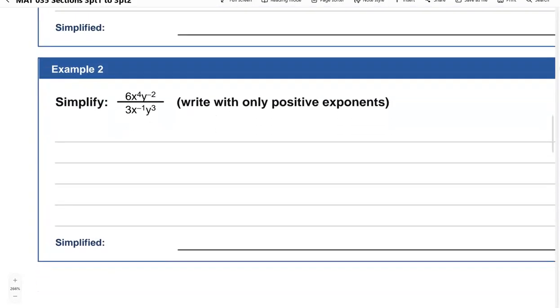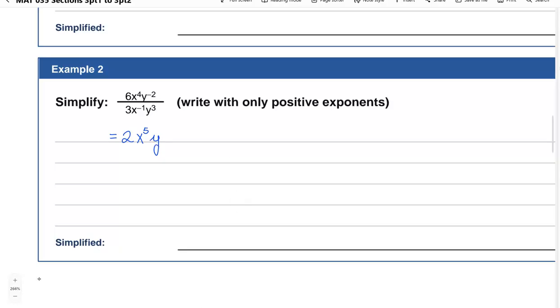Okay, the next one, we have 6x to the 4th, y to the negative 2, all of that over 3x to the negative 1, y cubed. So we're going to start by dividing the 6 and the 3. 6 divided by 3 is 2. Now I'm going to start by simplifying these x's. Remember, we're going to subtract. So we have x to the 4th over x to the negative 1. 4 minus negative 1 is a positive 5.